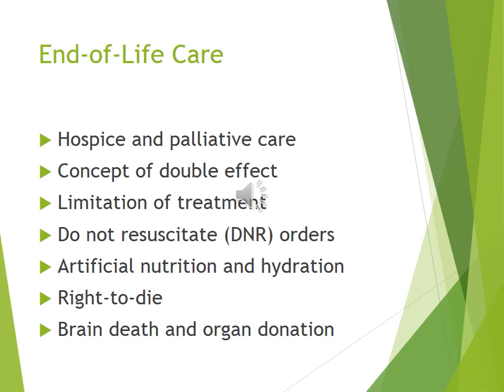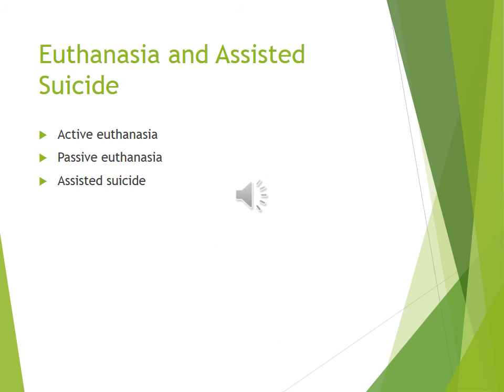For end of life, you have hospice and you have palliative care. Limitation of treatment: people would do DNR orders. You can have artificial nutrition and hydration, a right to die, brain death, and with brain death you also get involved with organ donation. You have euthanasia and assisted suicide. So you have active or passive euthanasia, and you have assisted suicides.